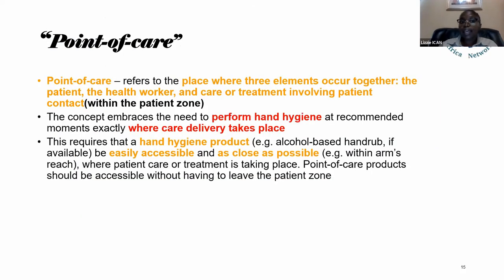And then we talk of point of care. It refers to a place where 3 elements occur together: the patient, the healthcare worker, and the care or treatment involving patient contact. The concept embraces the need to perform hand hygiene at the recommended moments, exactly where care delivery takes place. So this is where your WHO 5 moments come in. Point of care requires a hand hygiene product, for example an alcohol-based hand rub, to be easily accessible, as close as possible, that is within arm's reach. You should access it without having to leave the patient zone so that you do not forget to clean or disinfect your hands.